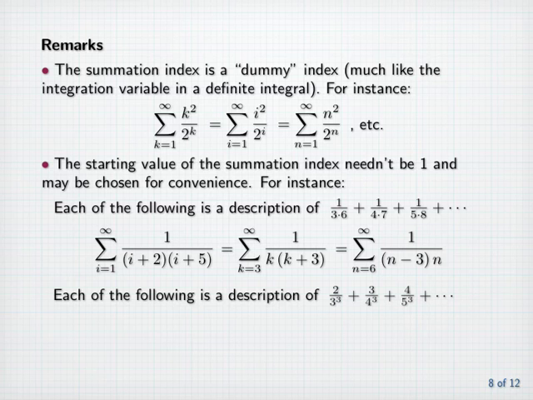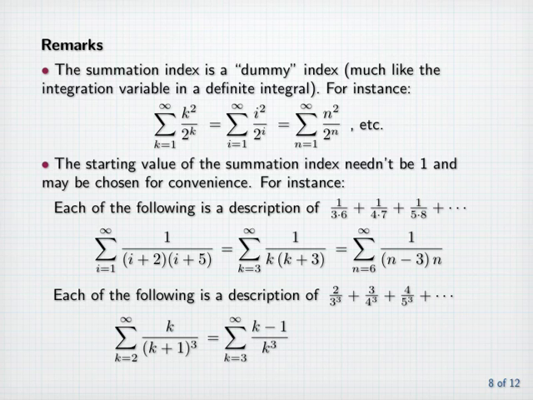Each of the following is a description of the series 2 over 3 cubed plus 3 over 4 cubed plus 4 over 5 cubed and so on. With a starting index of 2, the sum from k equals 2 to infinity of k over (k + 1) cubed. With a starting index of 3, the sum from k equals 3 to infinity of (k - 1) over k cubed. And with a starting index of 1, the sum from k equals 1 to infinity of (k + 1) over (k + 2) cubed.